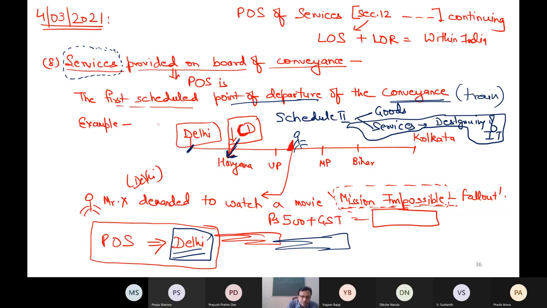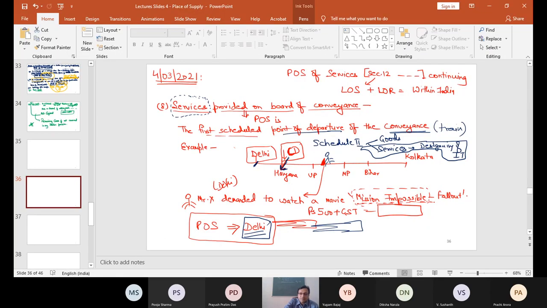Point clear that the place of supply still remains Delhi, because I'm not discussing goods, I'm discussing services. Had it been a good, then the answer would have been Haryana. Point clear? Yes, sir. Or still any doubt? If the point is 100% clear without any slight confusion. Even if there is slight confusion, please ask.